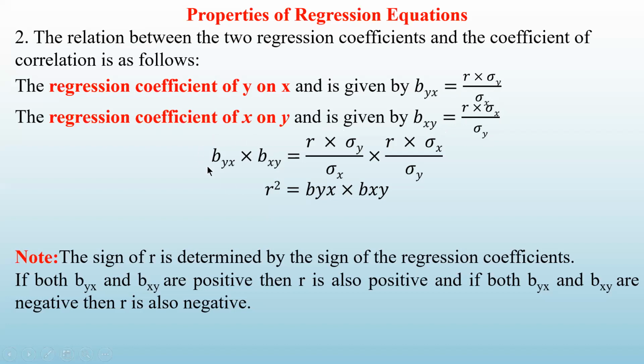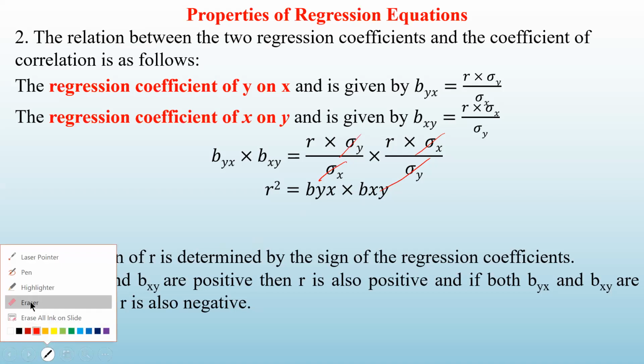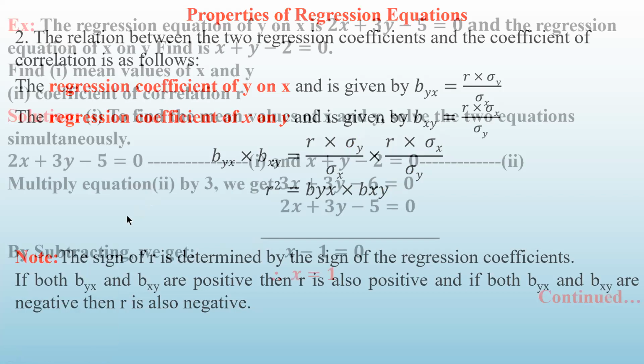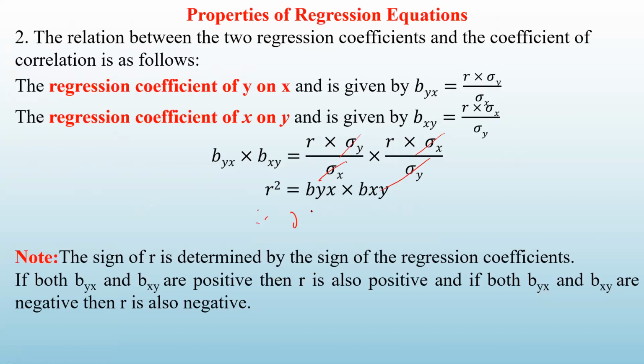Now we multiply these two, Byx into Bxy. Put the value of Byx, that is R into sigma y upon sigma x, into the value of Bxy, that is R into sigma x upon sigma y. Then you see that sigma x gets cancelled, sigma y gets cancelled, and you are left with R into R, that is R square. So R square is Byx into Bxy. So what is the value of R? Therefore, R is equal to square root of Byx into Bxy, and here we are taking both the square roots, plus minus.